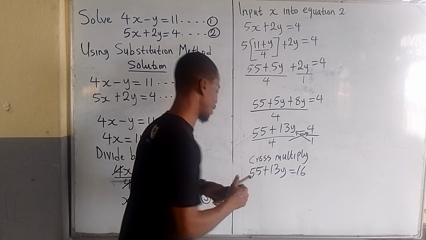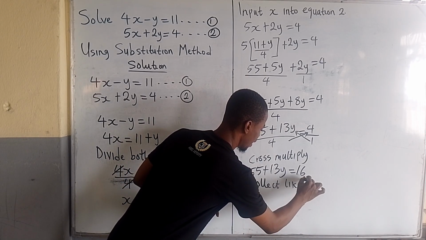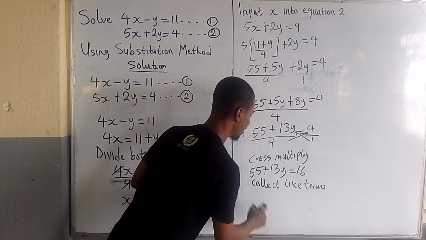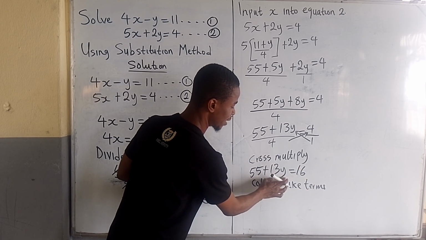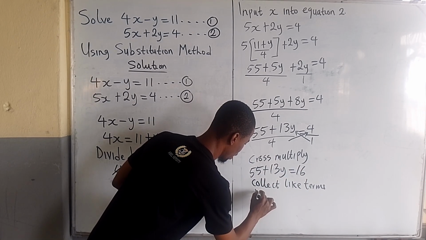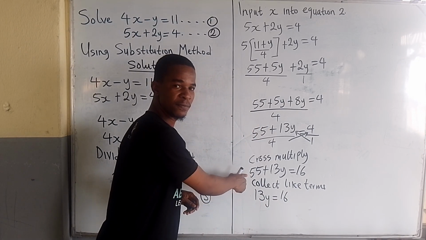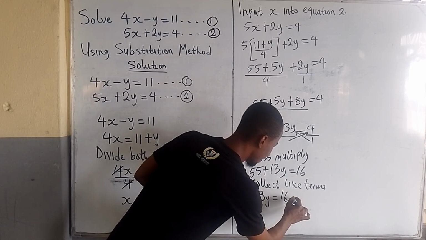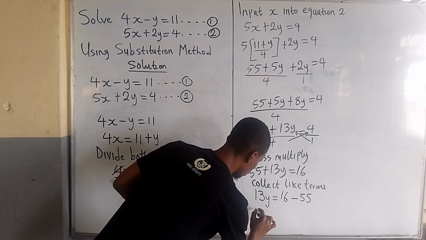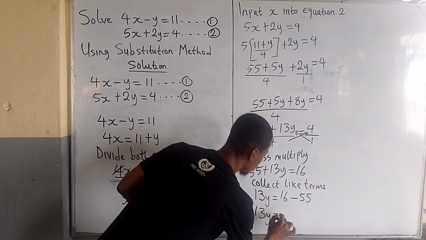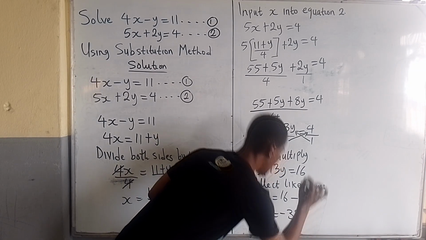So what do we do? Let's collect like terms. That simply means 55 is going to cross over to meet its kind here. And we're going to have only 13y here. So we have 13y equal to 16. This is positive 55. If it crosses over, it becomes negative. That will be minus 55. So we have here 13y equal to 16 minus 55, which will be minus 39.